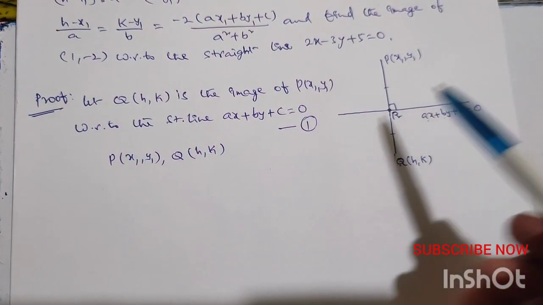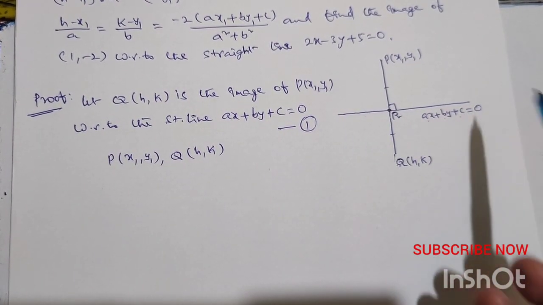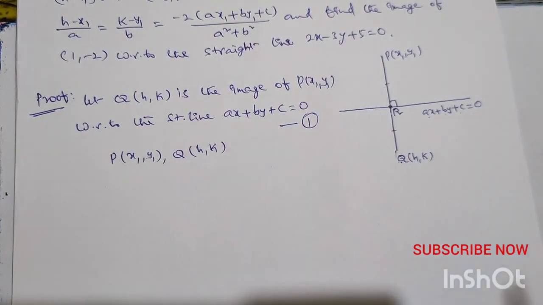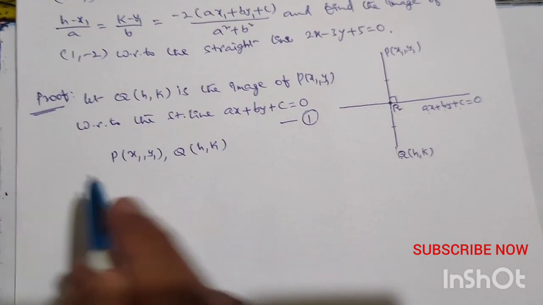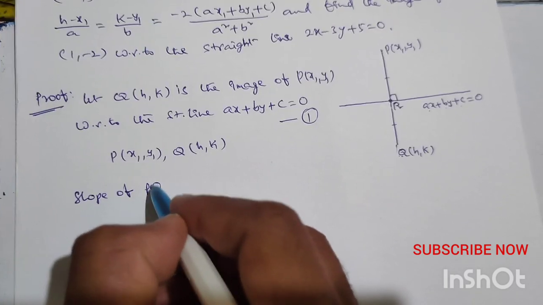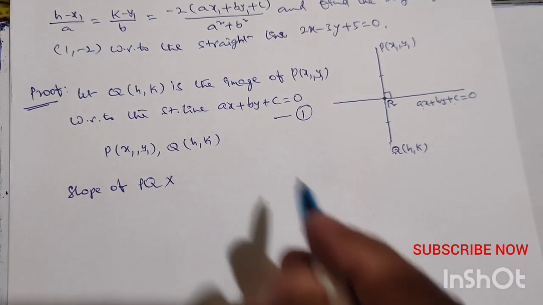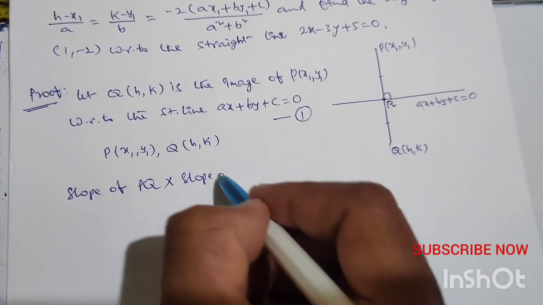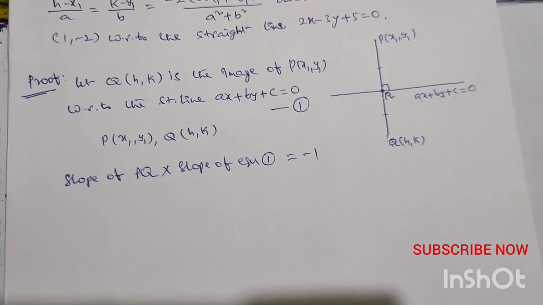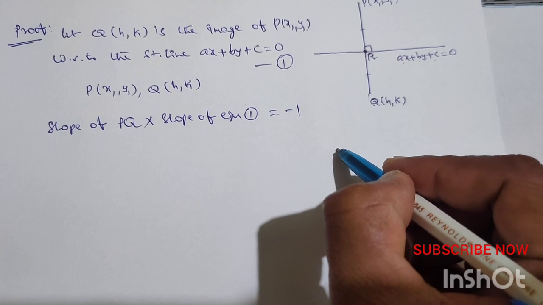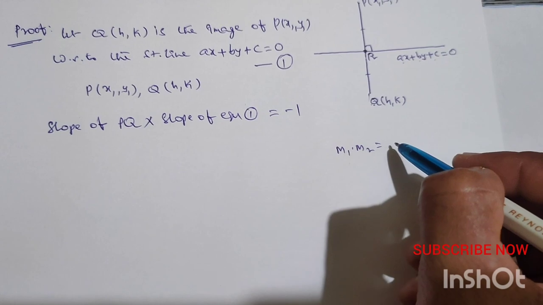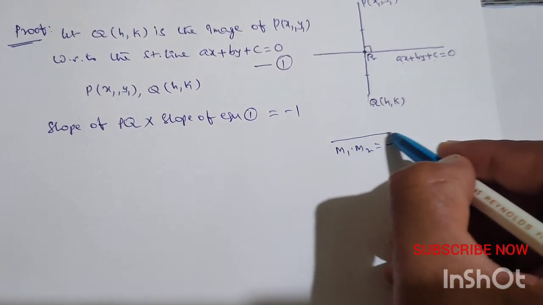PQ is perpendicular to ax + by + c = 0. If two lines are perpendicular, then the product of their slopes equals −1. So the slope of PQ times the slope of equation 1 equals −1, that is m1 × m2 = −1.